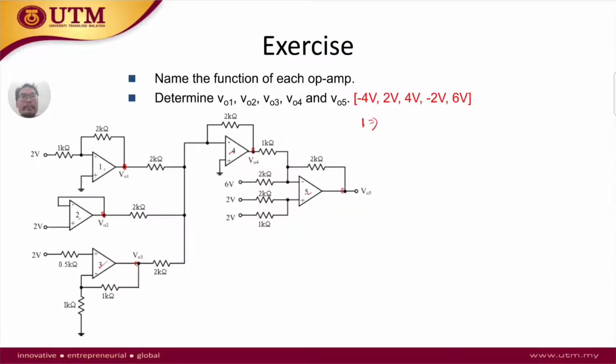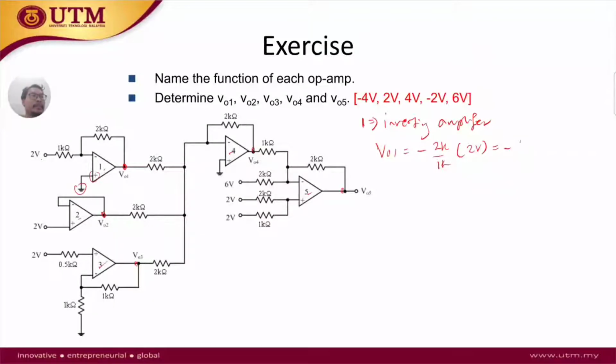we can see that the negative input is connected here, and then we have the Vin on the positive, so clearly we can see this is called the inverting amplifier. That's the name. And what is VO1? If you remember the equation, it is simply negative 2k over 1k times 2 volts.